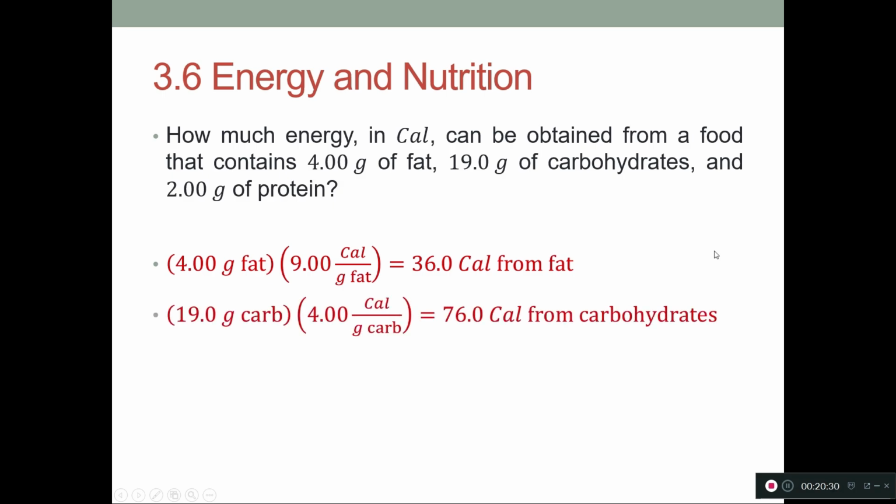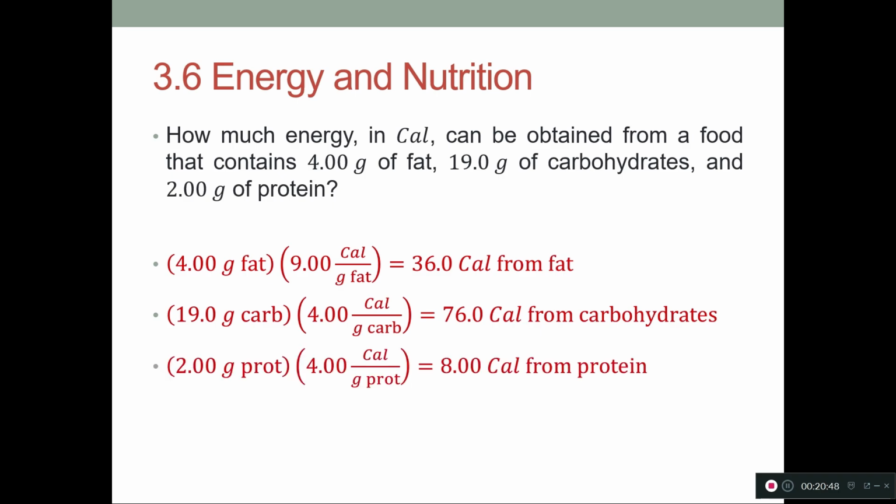Then with the carbohydrates, it's 19 times the 4 Calories per gram of carbs. That gives us 76.0 Calories from carbohydrates. Again, notice we're using the capital C Calorie here. So that's actually the kilocalories, so the capital C Calorie. Then the 2 grams of protein times the 4 Calories per gram of protein gives us the 8 Calories from proteins. And so to get the total amount, we want to add all of these up.